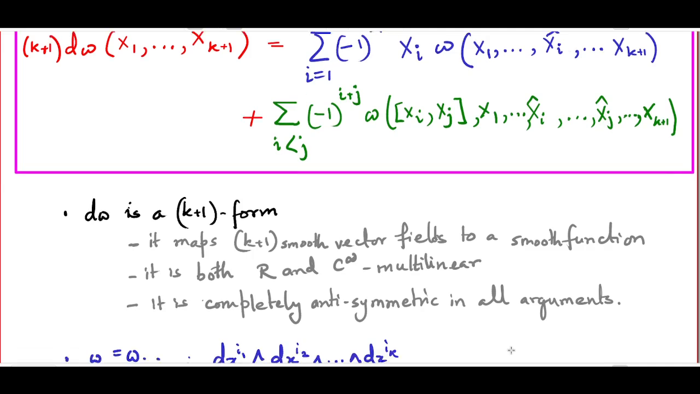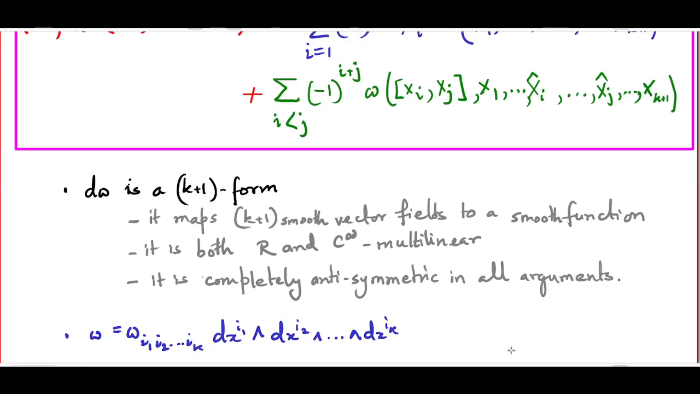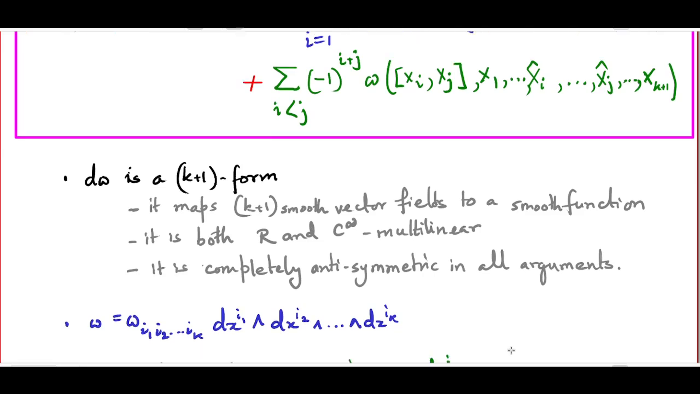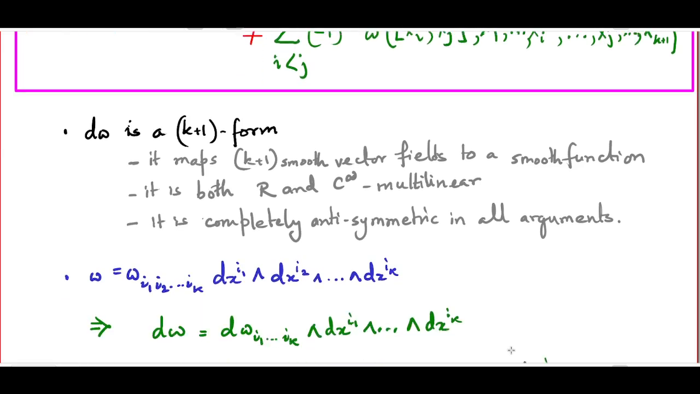We had also earlier proven, assuming that this is a k plus 1 form, that there is a simple expression for this. If omega is written in terms of components, when you are using a coordinate system given by x1, x2 up to xn, in this particular manner, then d omega is simply the exterior derivative of the function omega, which is nothing but its differential, wedged with the rest of these coordinate differentials.